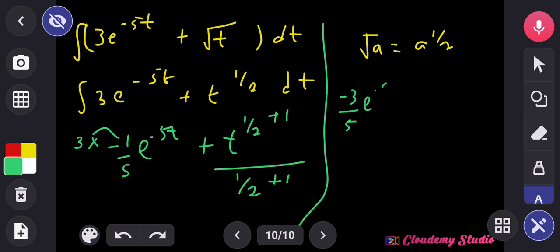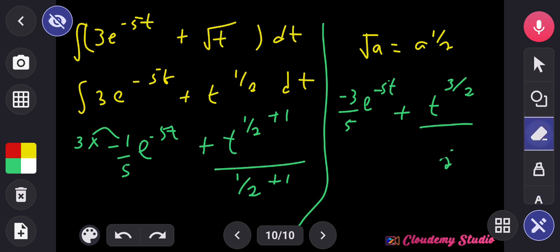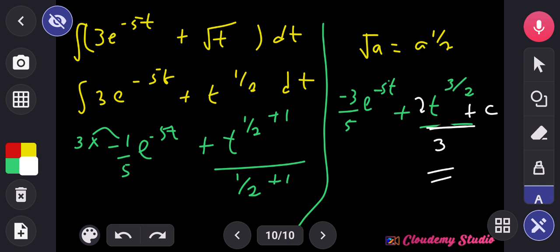exponential minus 5t plus, 1 over 2 plus 1 is going to give us 3 over 2, which means that is t raised to power 3 over 2 divided by 3 over 2. And since we have a multiple division, the 2 is going to come up and we're going to be having, instead of 3 over 2, 2 over 3, which is 2t plus what? Plus c. Always remember to put your plus c, which means our answer is minus 3 over 5 exponential minus 5t plus 2t raised to power 3 over 2 divided by 3 plus c. That's our answer for this particular question.